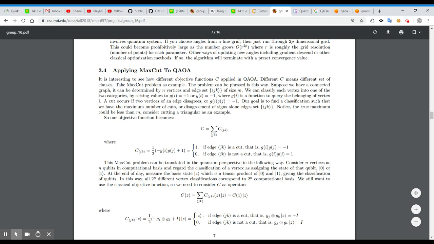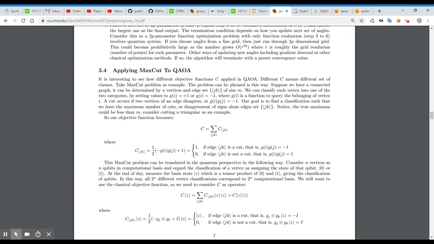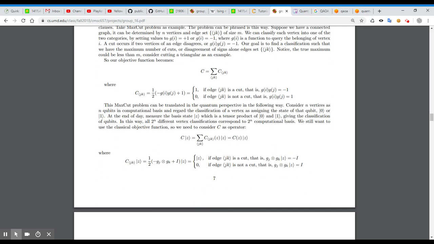Different C means a different set of clauses. The MaxCut problem, as an example, can be phrased this way. Suppose we have a connected graph; we can classify each vertex into different categories. So here we've got C_jk, and it's -1 if the edge is cut, and if it's not cut, it's 1. Yeah, and here's the way they propose to translate that. So I think that's it.